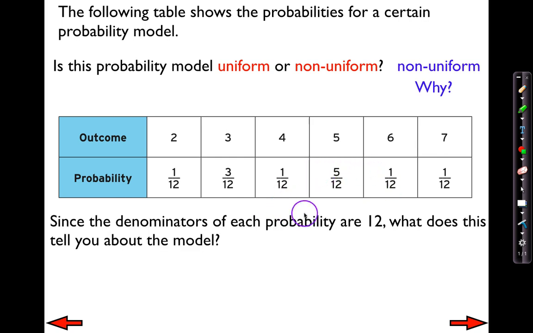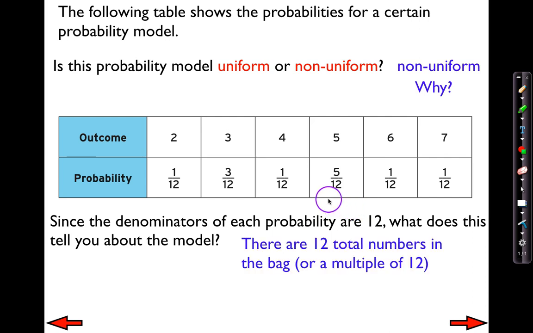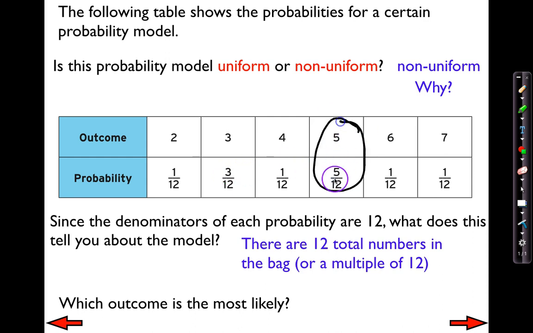And since the denominator of each probability is 12, what does this tell you about the model? Well, it basically means there are 12 total numbers in the bag, or a multiple of 12. Why would I say a multiple of 12? Because what if the numbers were reduced? Obviously, it wasn't here, but it could be, so consider that. So which outcome is more likely? Hopefully your answer is 5, because it's a 5 out of 12, when the other ones were only 1 or 3.